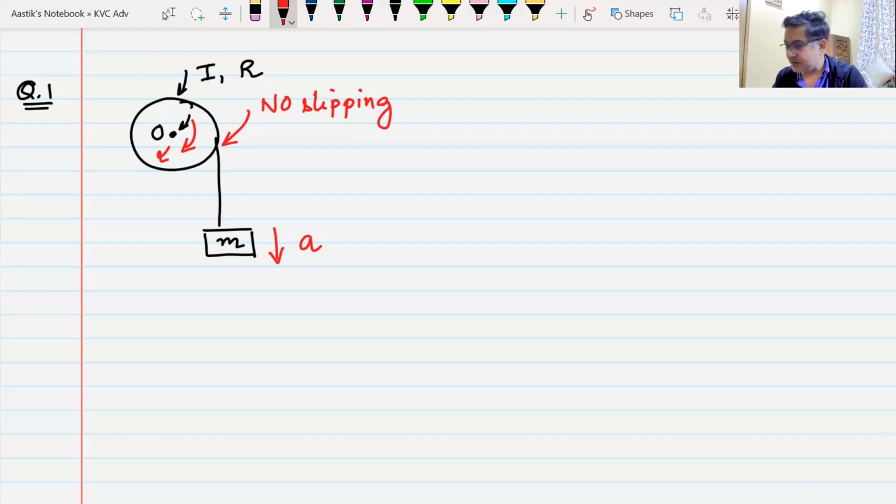The question is, find out the value of alpha, which is the angular acceleration of the disk or pulley, and A. So what is given to you is m, mass, for the pulley, which is the pink one. We have given moment of inertia I and R, and it is also given that there is no slipping.